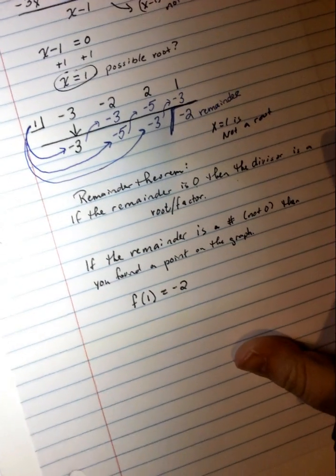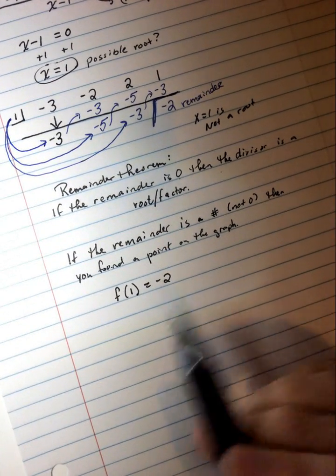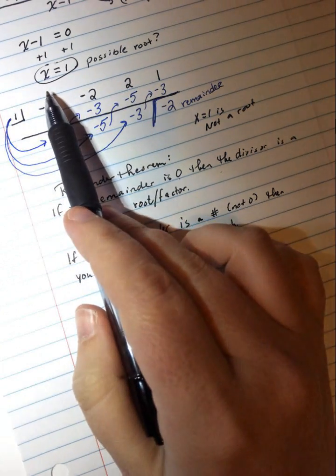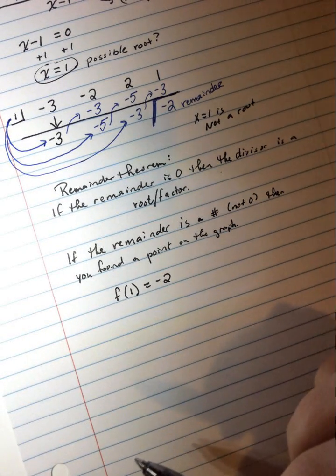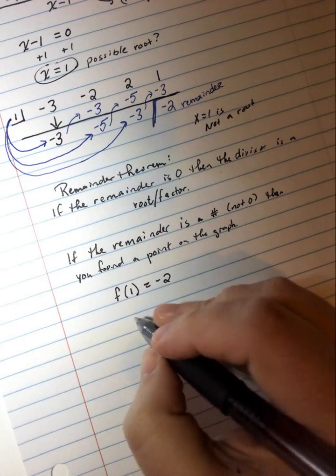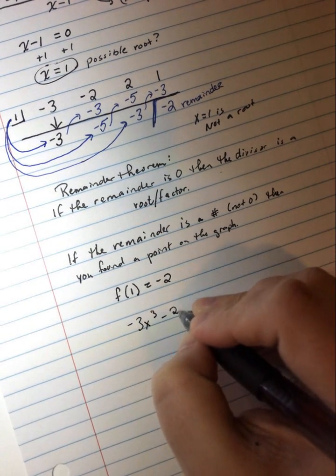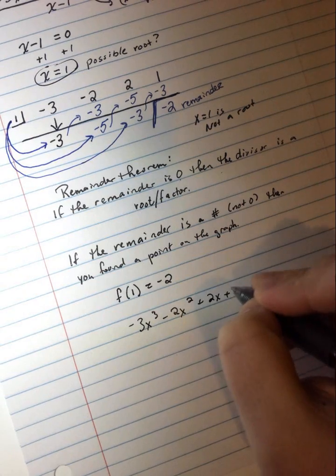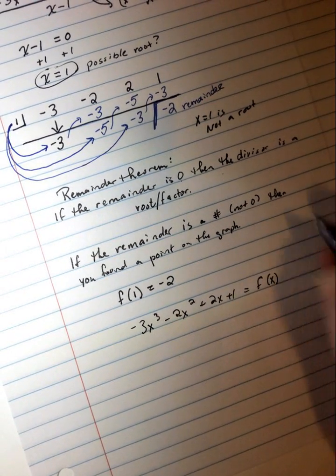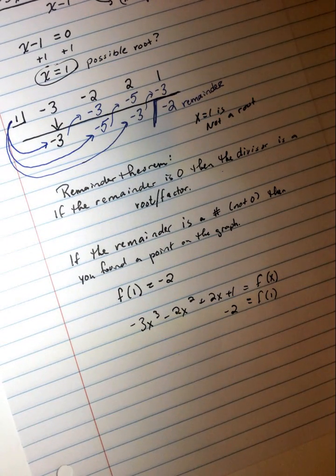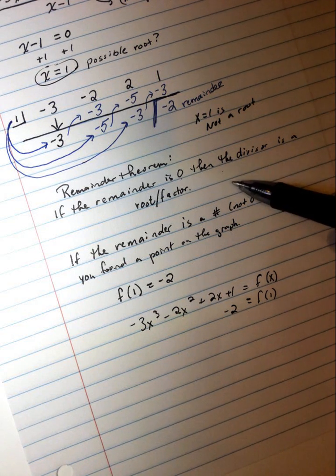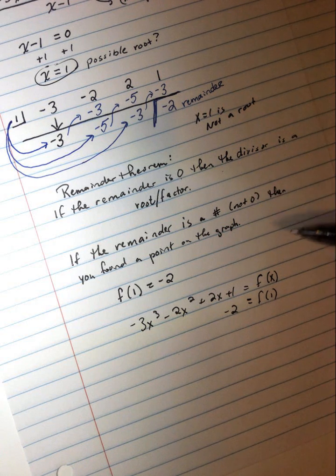Now let's make sure you understand that. F of 1 equals negative 2. That means this is my x value. X was 1, right? And my answer was negative 2. So that means if I plug into my original function, the original polynomial, if I let this be f of x, and I'm asking for f of 1, I guarantee the answer is negative 2. So synthetic division and the remainder theorem tells us whether we have a root or a factor. And if we don't have a root or a factor, then we have an actual point on the graph.